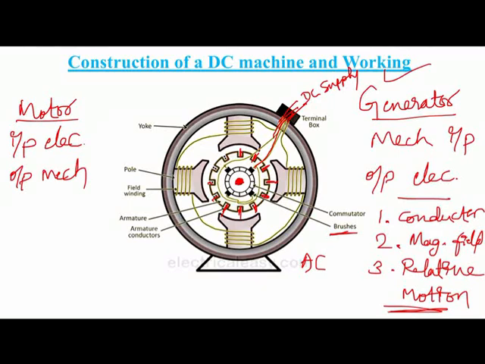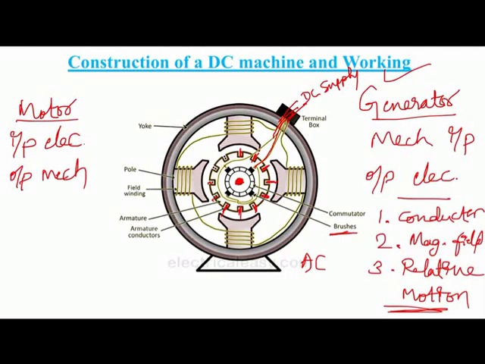the conductor experiences a mechanical force due to the interaction of both the fluxes, the magnetic flux and the magnetic flux produced by the current carrying conductor. So the interaction of both the fluxes will produce a force on the conductor, thereby the conductor starts to rotate. So that is the operating principle. Let us see the same thing in the DC machine.